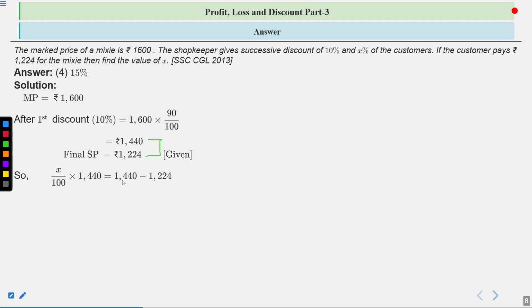This is the discount value. So 1440 minus 1224. When we simplify it, we get the value of X, which is 15%. So the fourth one is the correct answer of this question. Next one.